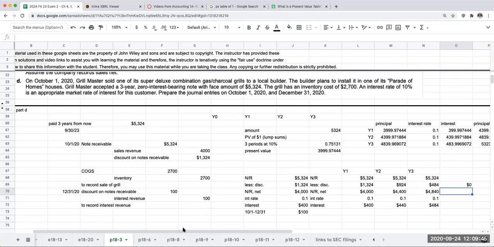So that is, in a nutshell, problem 18-3, and I only have 6 more problems to go.